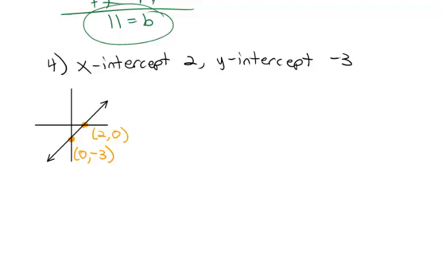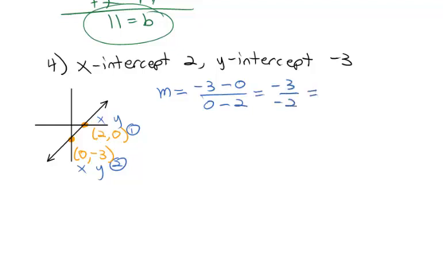So what we're given is 2 points on the line, 2, 0, and 0, negative 3. We can use that to find our slope from the x's and y's of the first point and the second point. y2, which is negative 3, minus y1, which is 0, over x2, which is 0, minus x1, which is 2. That gives us negative 3 over negative 2, and a negative over a negative is a positive. This has a slope of positive 3 halves.